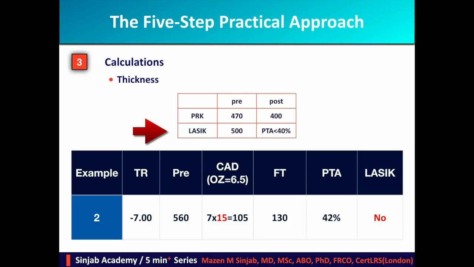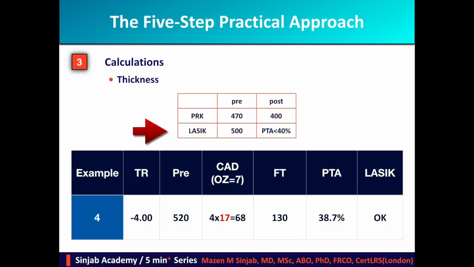In this example, the total refraction is -7 and the pre-op is 560. The central ablation depth for an optical zone of 6.5 millimeter is 105. And if I'm going to create a flap of 130 microns, the PTA will be 42%. So I cannot go for LASIK, although the pre-op thickness is very good, because the PTA is more than 40%. Now, if I reduce the flap thickness into 100 microns, then the PTA will be less than 40%, so I can go for LASIK in this example.